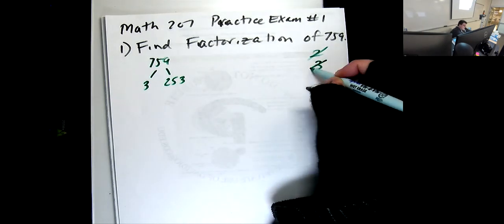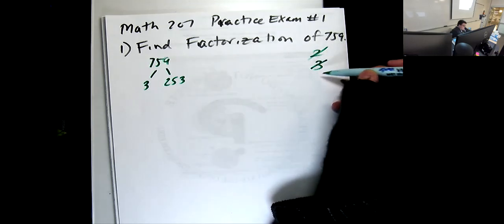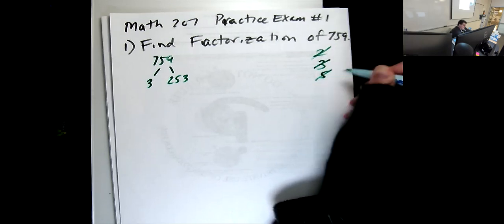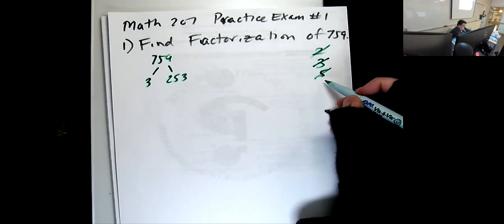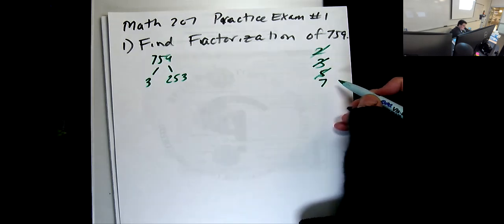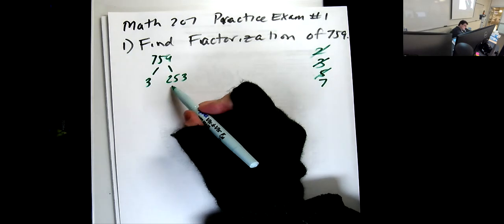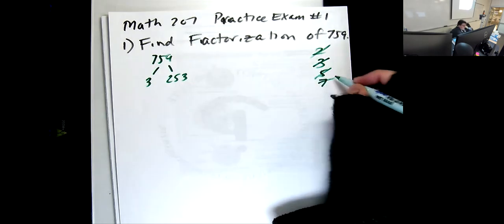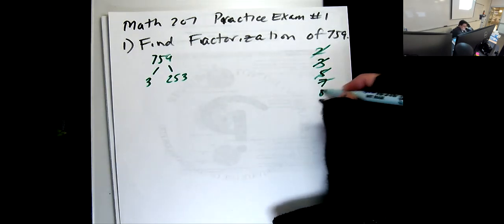We're done with 3s. It's not divisible by 4 because it's not even. Is it divisible by 5? It doesn't end with a 5 or a 0. 5 is out. The next prime number we're looking for is 7. 7 we just have to try, and I don't think it's going to work. 7 goes into 253 thirty-some times, but not evenly. Now it doesn't go in. 8 doesn't go in. 9 doesn't go in.